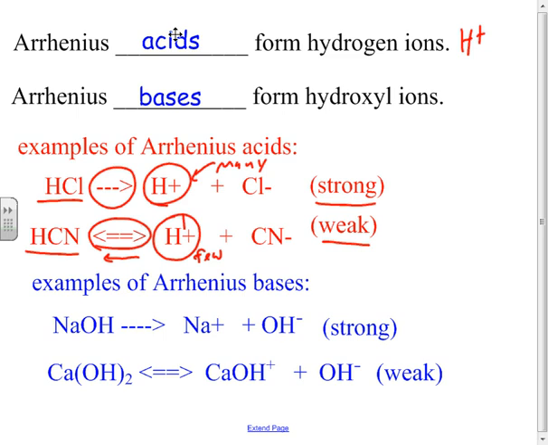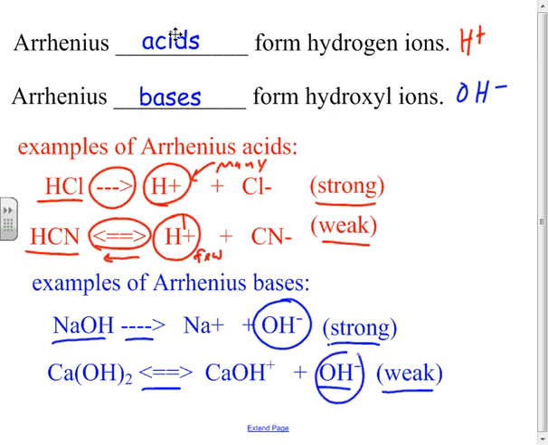Arrhenius bases form hydroxyl ions. The hydroxyl ions are the OH minus ions. Examples of Arrhenius bases would be sodium hydroxide, a strong base, dissociating completely into sodium ions and hydroxyl ions. Calcium hydroxide is a weak base, dissociating only to a small extent, producing few hydroxyl ions. But again, the main thing is a base produces hydroxyl ions, acids produce hydrogen ions.